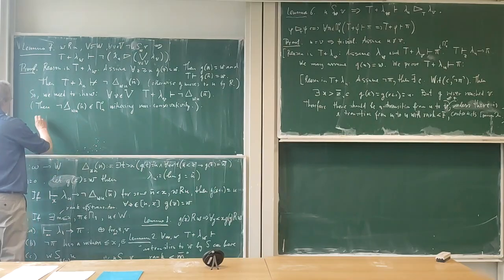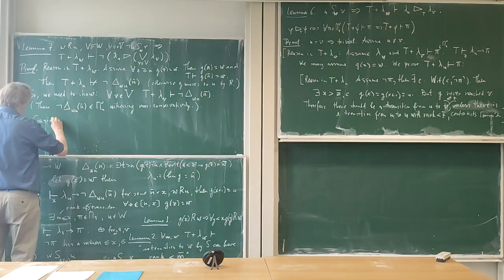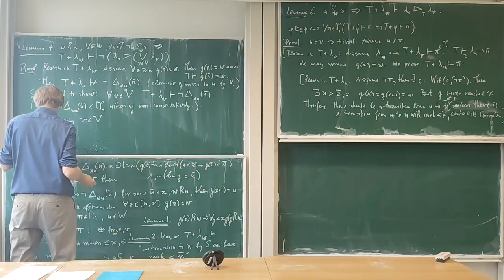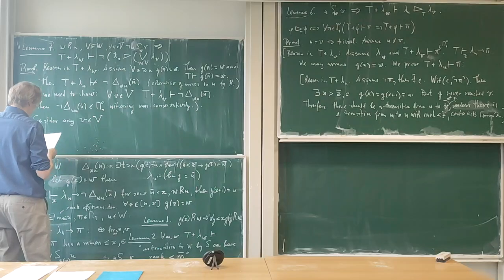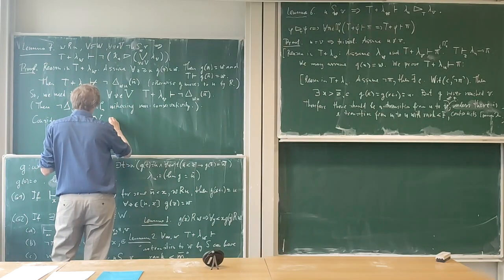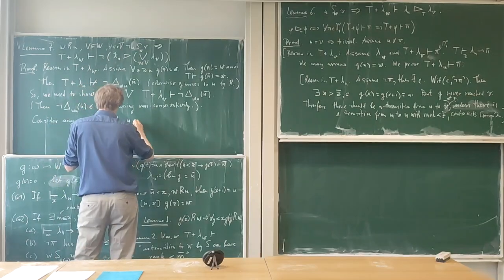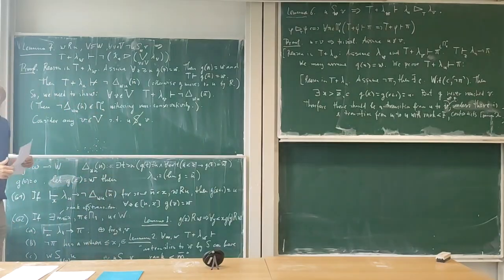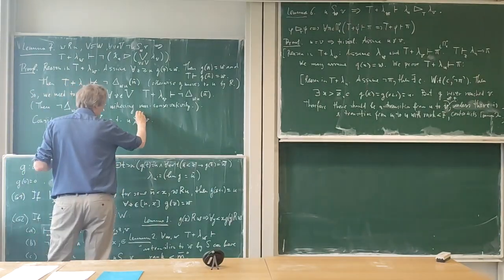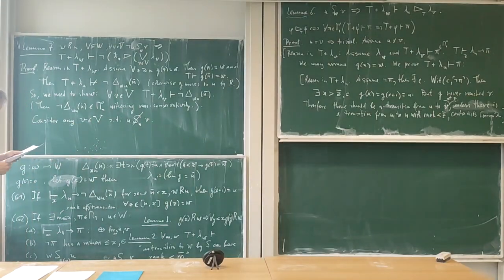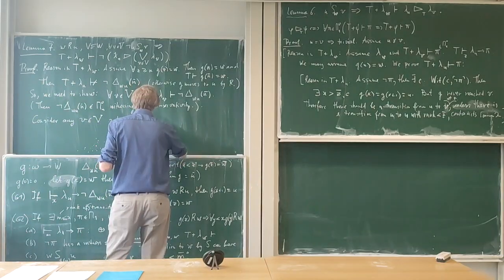Okay, so we consider any V from V, such that V is not reachable from U by SW. Okay. Clearly.